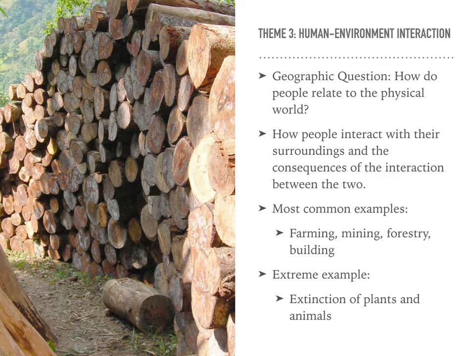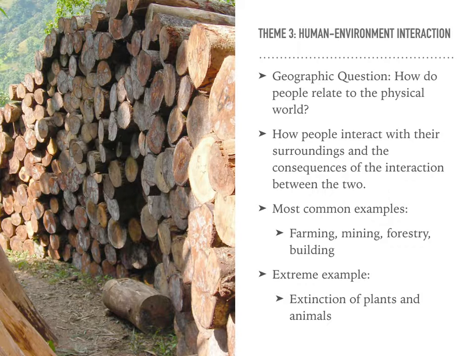Theme 3 is human-environment interaction. The question associated with human-environment interaction is, how do people relate to the physical world? When studying human-environment interaction, you have to not only look at the interaction between the people and the environment, but you also have to look at the consequences of that interaction. The most common examples of human-environment interaction, or HEI, are farming, mining, forestry, and building.